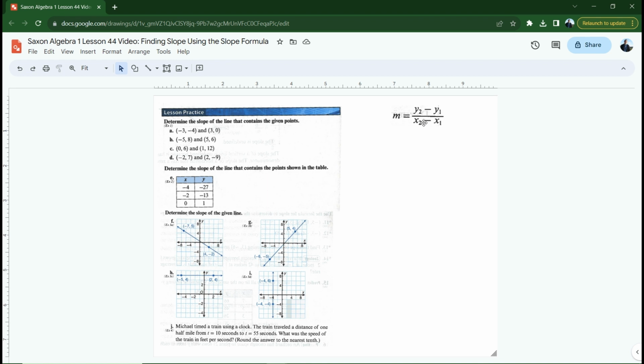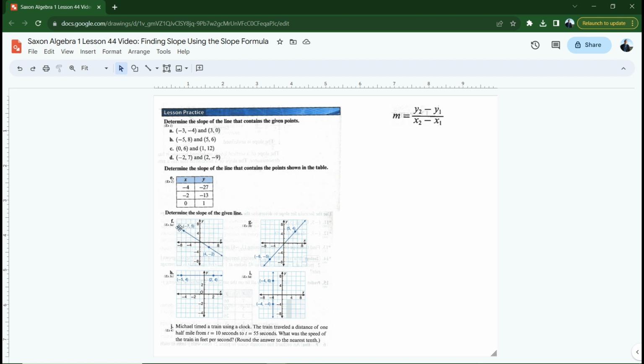Now, what does it mean by y2, y1, x2, x1? Well, what this is referring to is two xy coordinate pairs. What we need, and if you look down here, these are the ones that illustrate this really well, we just need 2 points on a graph.